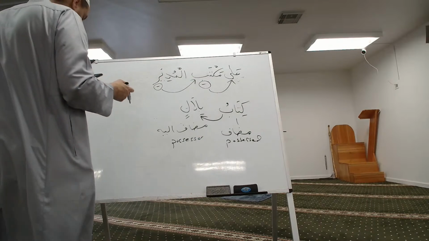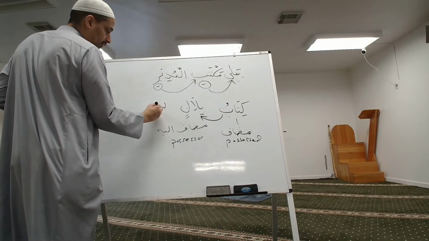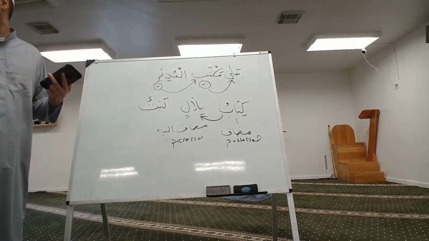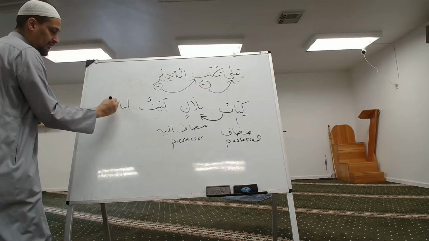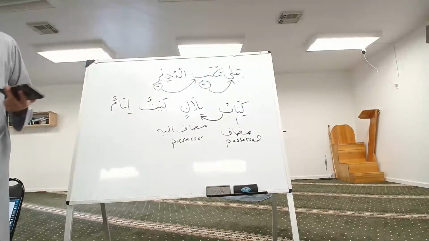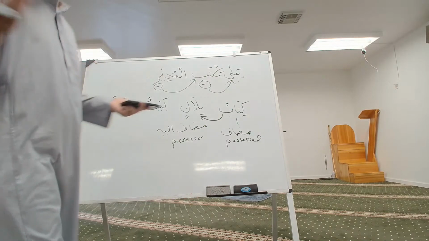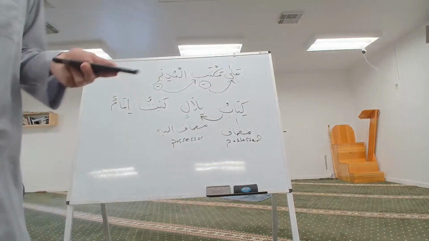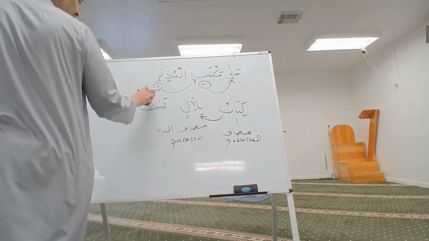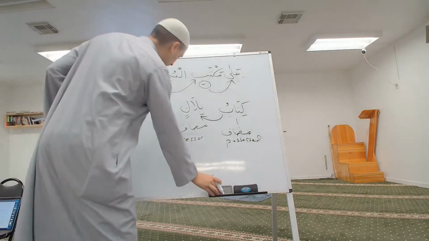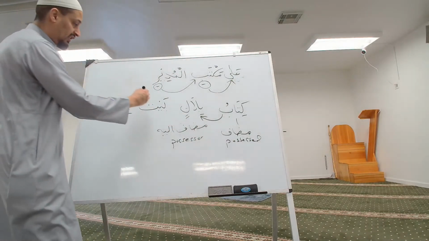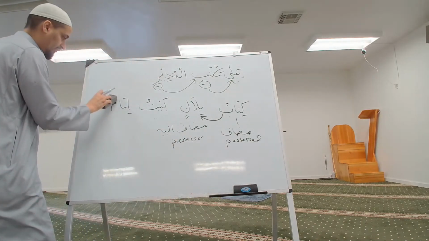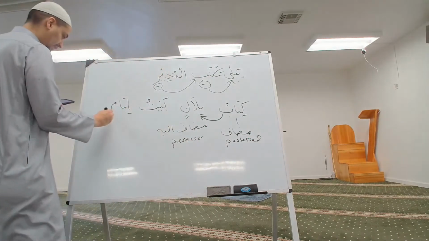Then we have another example. Baytun on its own means house, and imamun on its own means imam. But what if we want to say Imam's house? How do we construct this into a legible sentence? We construct it by omitting the tanween, putting one dhamma, so baytu, and making this into kasra: baytu imamin.